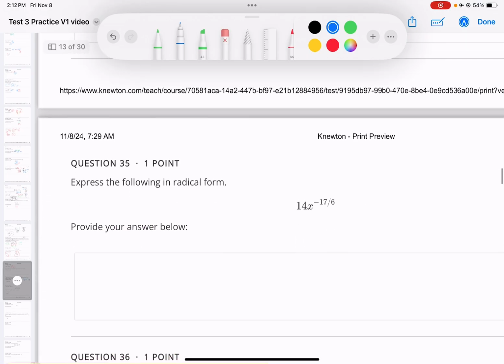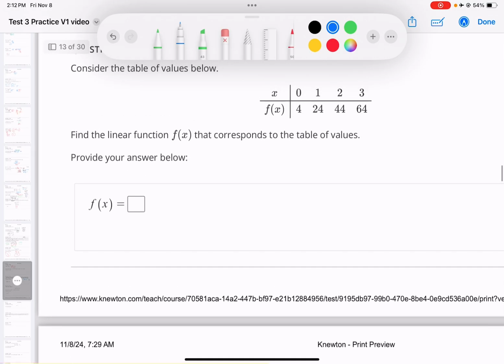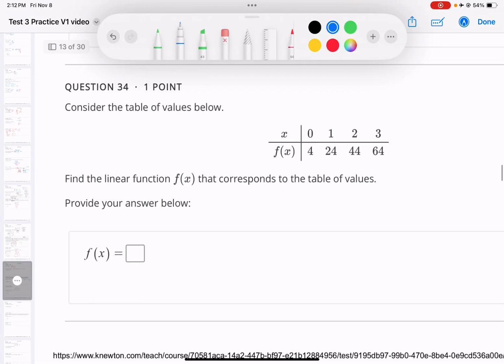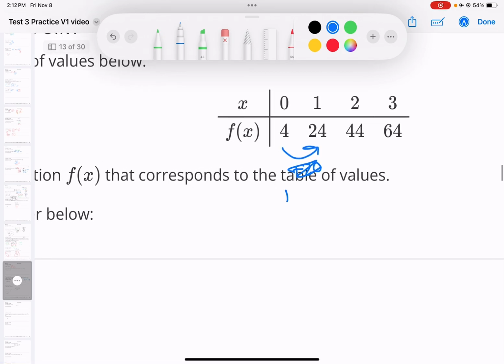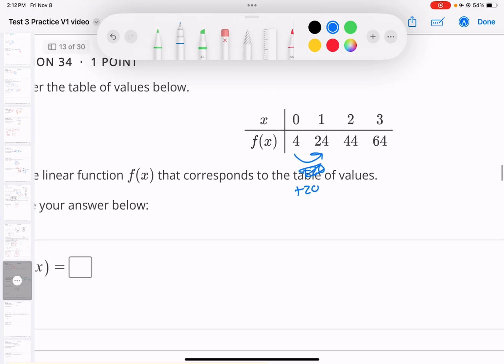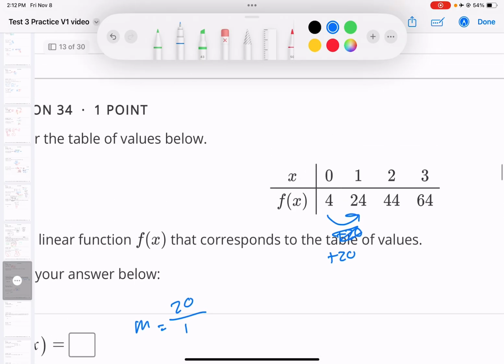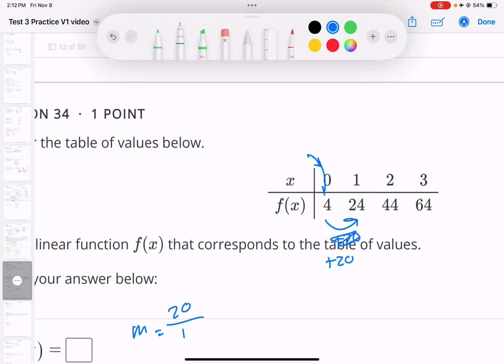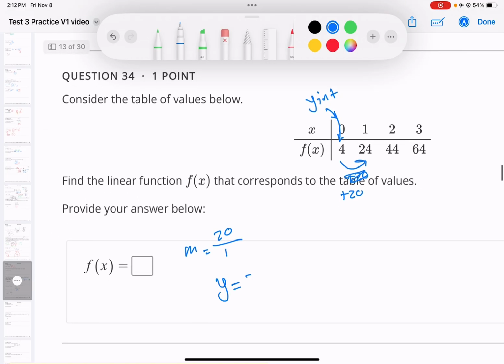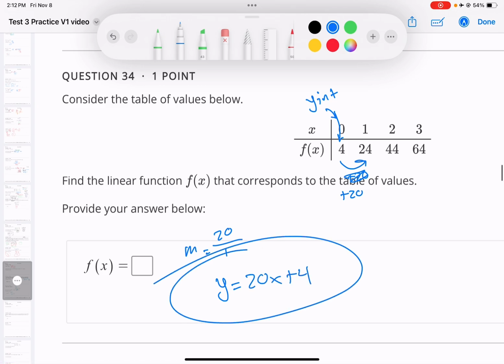Okay, let's look at the next one. Oops, skip 34. Linear correspondence. So we're just asking, how much are we going up each time? So we're adding 20. And we're doing that each time. So that's my increase, that's my change in y. That's just 20. My change in x is 1. So my m is 20 over 1. This right here, because x is 0, this is my y-intercept, which is 4. So y is going to equal 20x plus 4, because it's just in slope-intercept form.